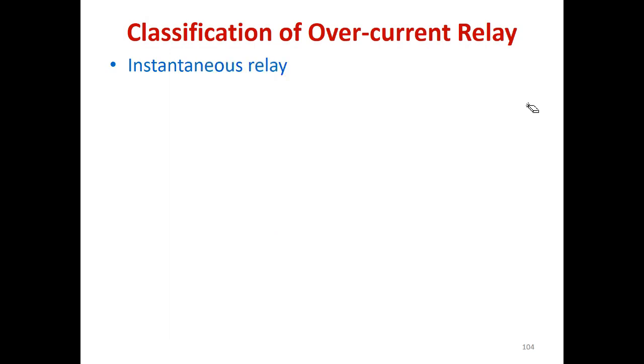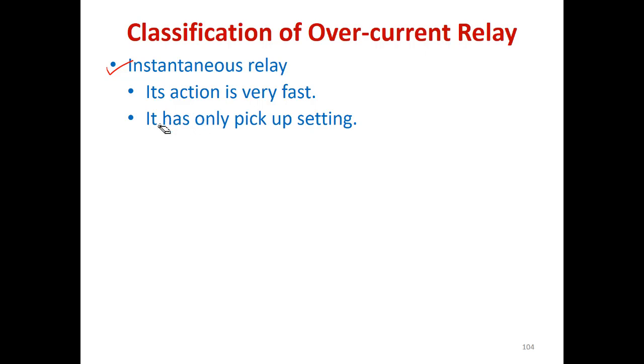Let us see the classification of overcurrent relays. The first one is the instantaneous relay. This classification is based on the operation. The instantaneous relay's action is very fast. Instantaneous relay means there is no time delay, so it has only a pickup setting, no time delay setting. Therefore, its action is very fast.